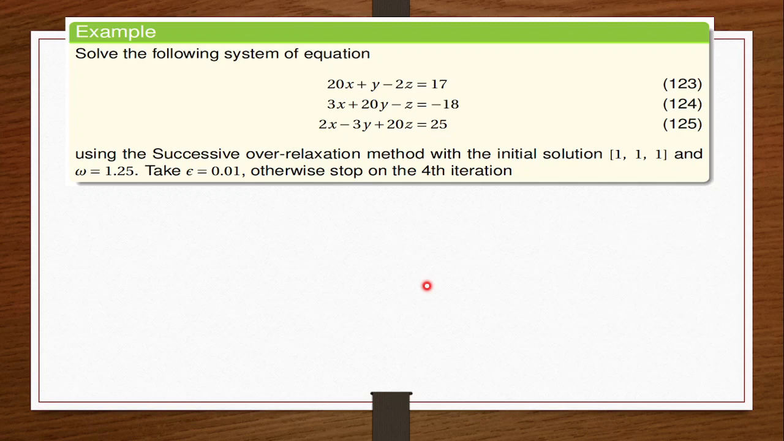Solve the following system of equations. From the previous problem, we were able to derive our system of equations, so we are going to get something like this. And then again, we've been given some initial solutions to be 1, 1, 1, and then omega to be 1.25, and then epsilon to be 0.01. And we are asked that we can either get to epsilon or stop on our fourth iteration.